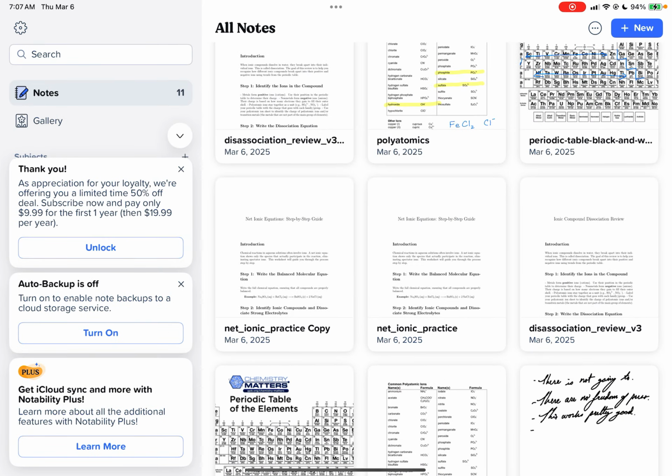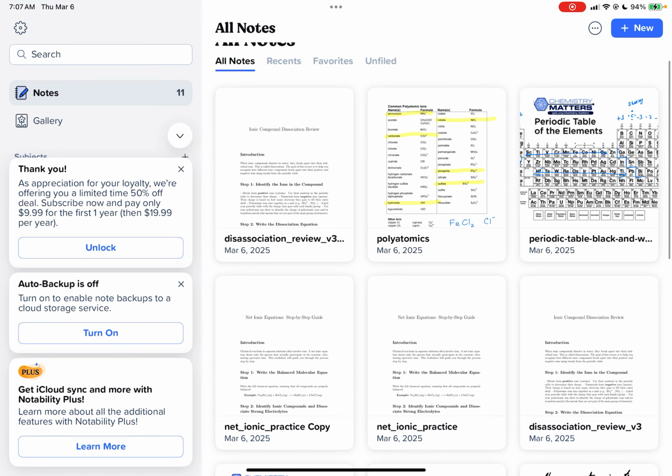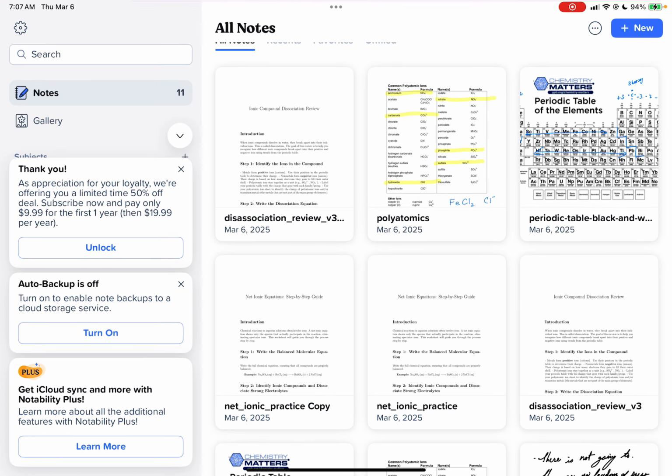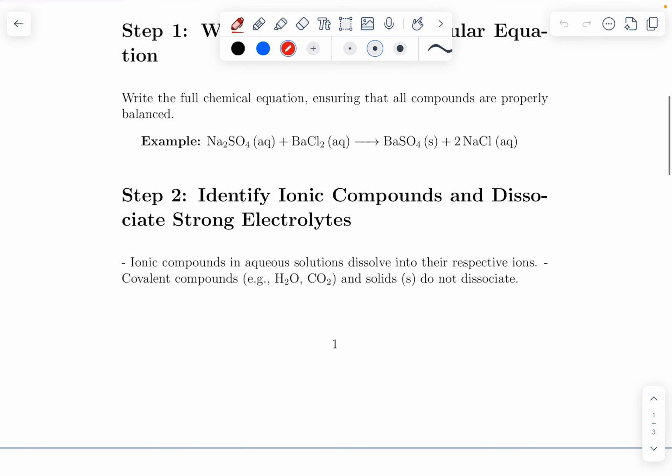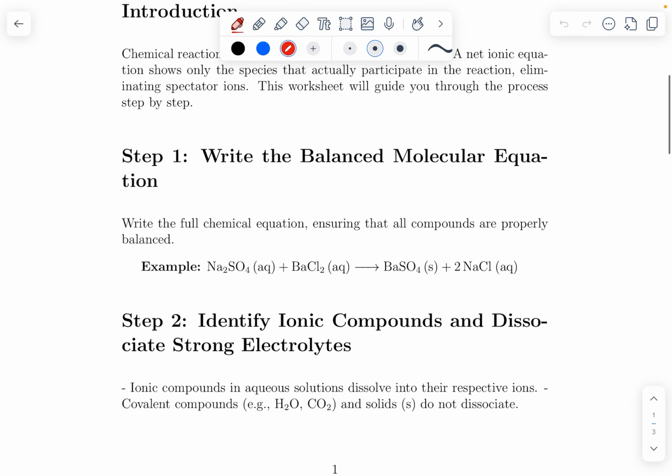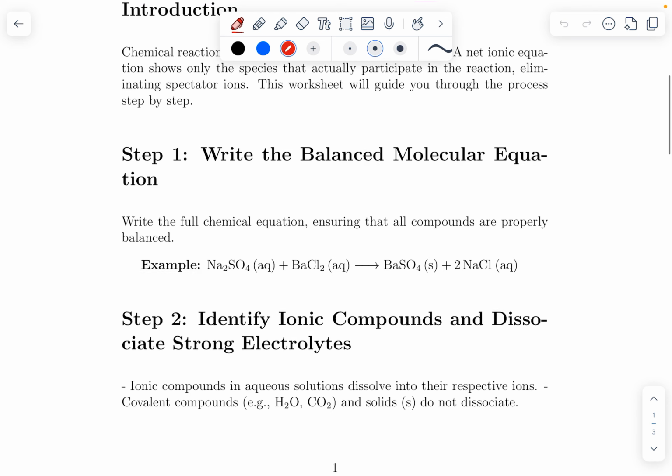Okay. Now this one should be a little bit shorter because the dissociation is the hard work, but doing net ionic equations is not so hard once you've got this part down. So let's go ahead and bring this up. I'm going to do just one example. I'll talk about it a tiny little bit here.